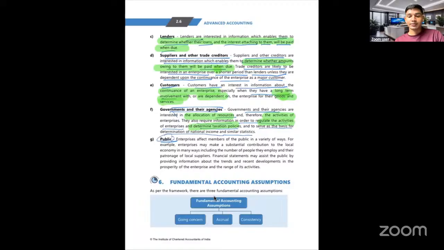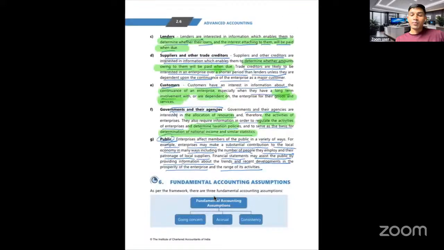Public. Enterprises affect members of the public in a variety of ways. For example, an enterprise may make a substantial contribution to the local economy in many ways, including the number of people they employ and their patronage of local suppliers. Financial statements may assist the public by providing information about the trends and recent developments in the prosperity of the enterprise and the range of its activities.